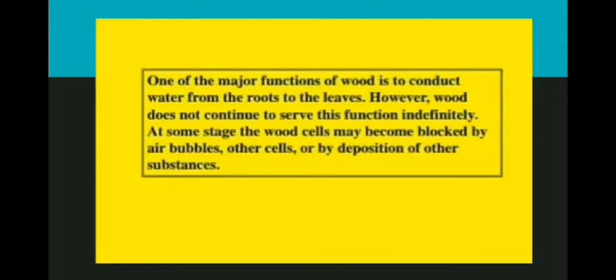One of the major functions of wood is to conduct water from the roots to the leaves. However, wood does not continue to serve this function indefinitely. At some stage, the wood cells may become blocked by air bubbles, other cells, or by deposition of other substances. So, meaning, the major function of wood is to conduct water from the roots to the leaves, but at some stage the wood cells become blocked by air bubbles, which causes a problem for the wood.